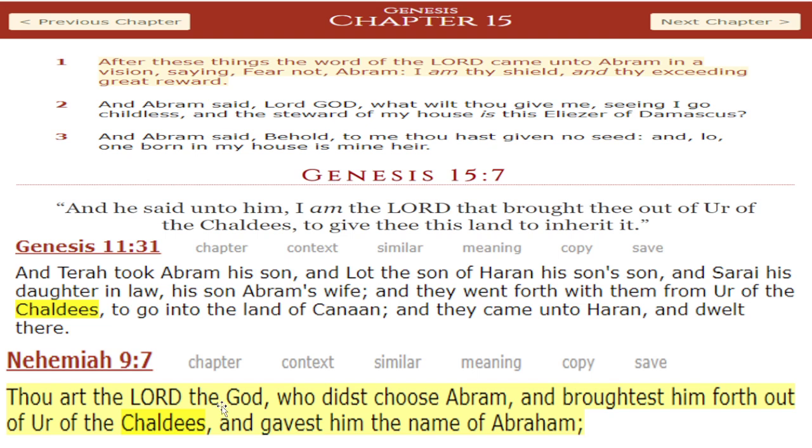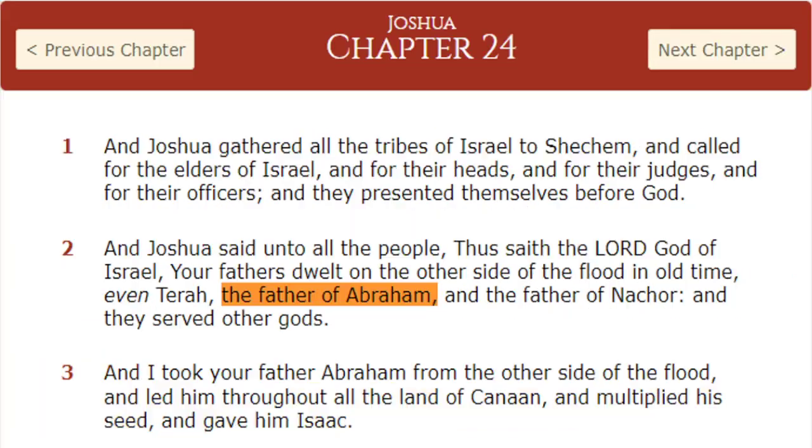Nehemiah 9:7 speaks on that as well. "Thou art the Lord Yahweh, the God who didst choose Abram and brought him forth out of Ur of the Chaldees and gave him the name Abraham." So Abram and Abraham, they're the same person. And again, they're from the land of the Chaldees. Let's continue. Right? So this is important.